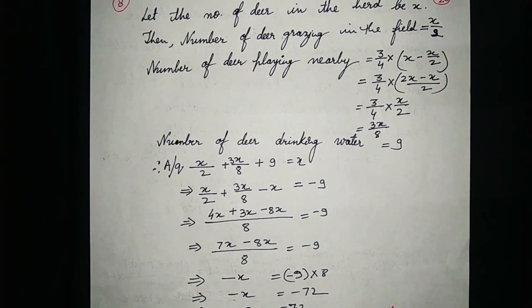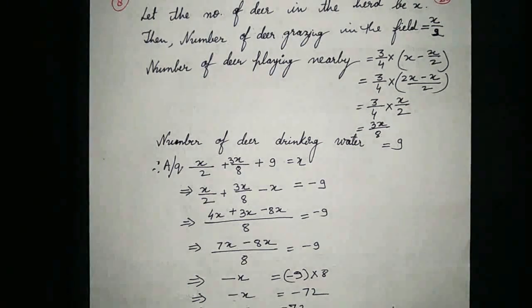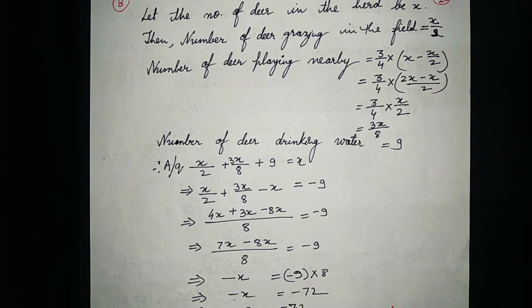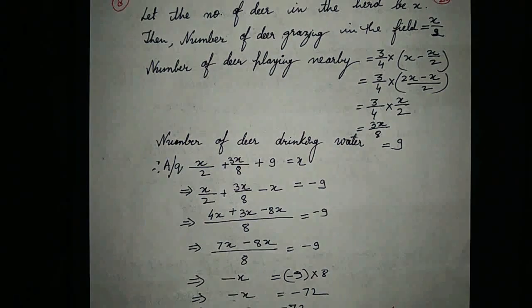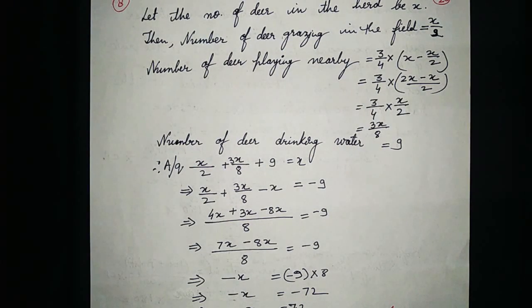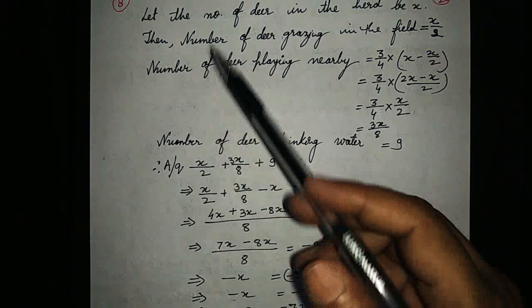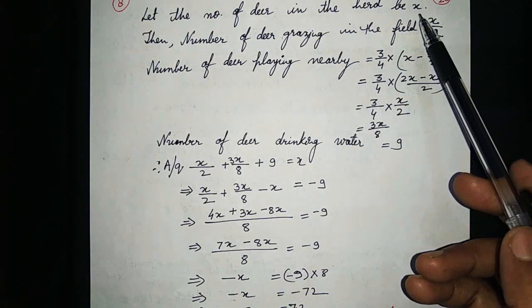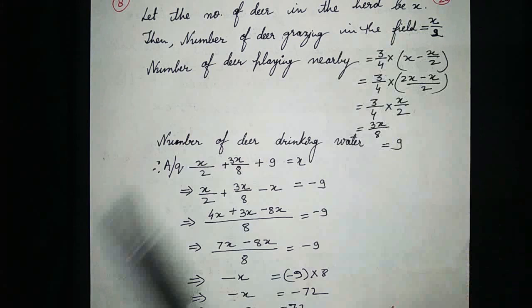Now children, see question number 8 very carefully in your book. Half of a herd of deer are grazing in the field and 3/4 of the remaining are playing nearby. The rest, 9, are drinking water from the pond. Find the number of deer in the herd. Here we don't know the number of deer in the herd. So first of all, we will assume the number of deer in the herd. Let the number of deer in the herd be x. Then you see the question once again.